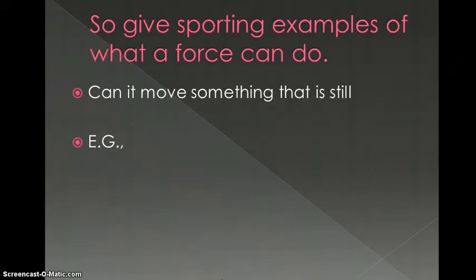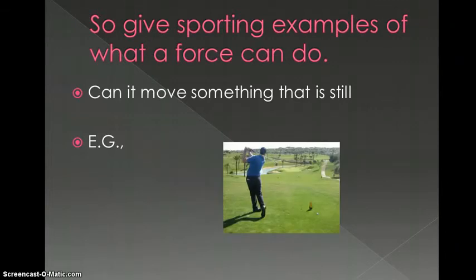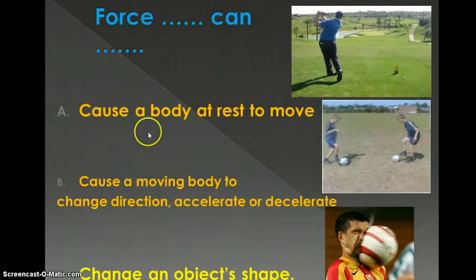Let's have a look at a sporting example to try and explain what that actually means. What we're talking about is something being able to move something else by using force. A simple example we can use here is the force applied by the golf club to the ball, therefore making it move. So can it move something that is still? Yes, it can. So force can do that. Other things that force can do: force can cause a body at rest to move, which is the one we've just looked at there.